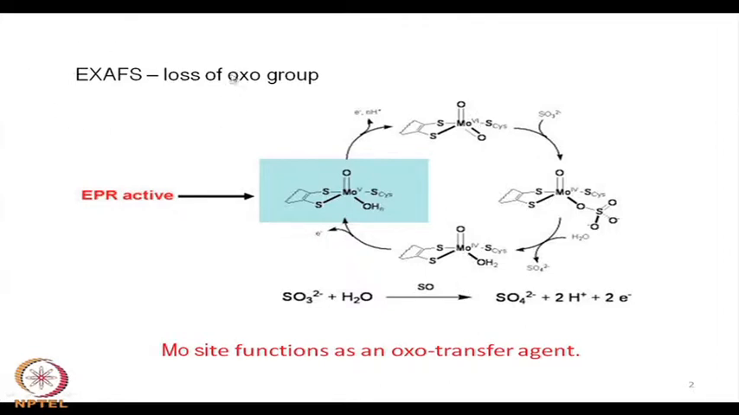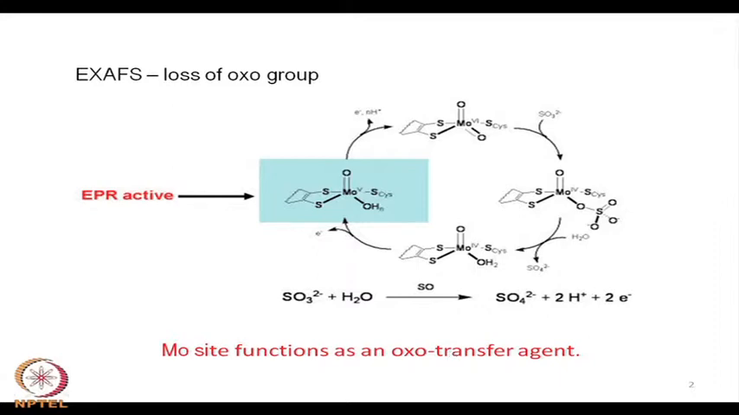So, this characterization technique using EXAFS as well as EPR would be useful to identify any molybdenum site, because in most cases they will be settling between these two oxidation states, one is +6, another is +4. At which particular form it is transferring this oxygen to the sulfite group, that particular species is known as the oxo transfer agent.